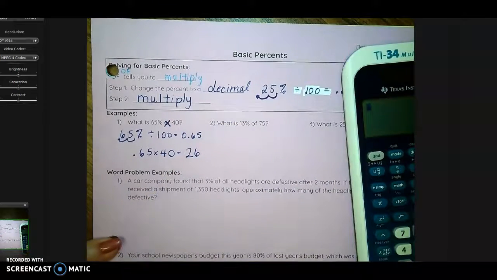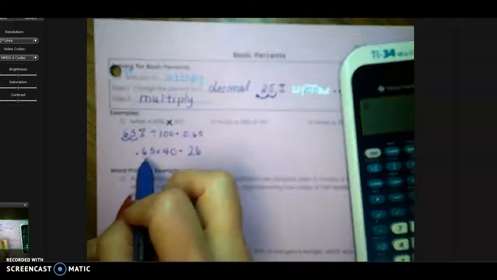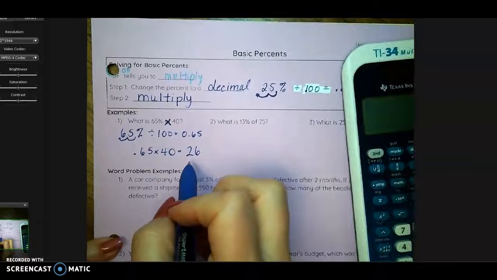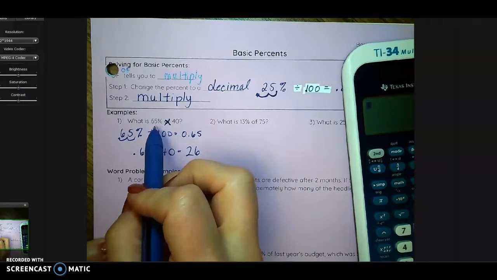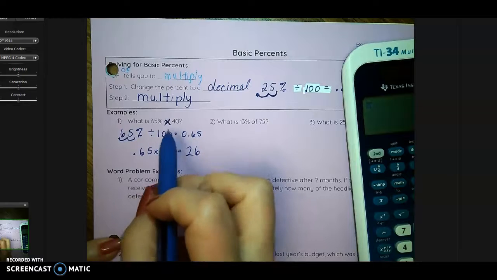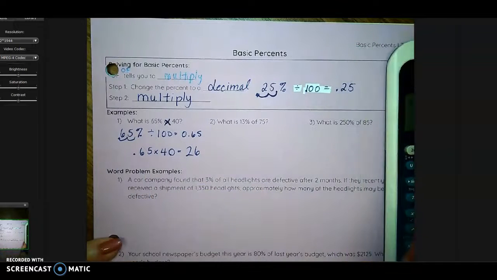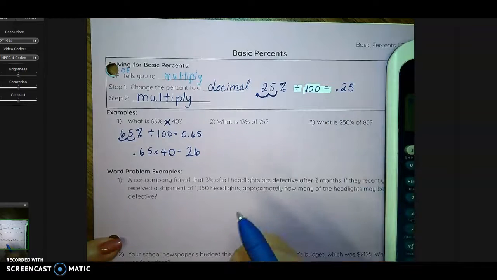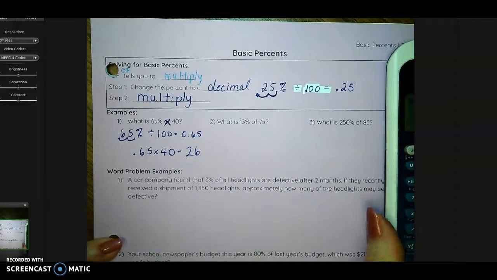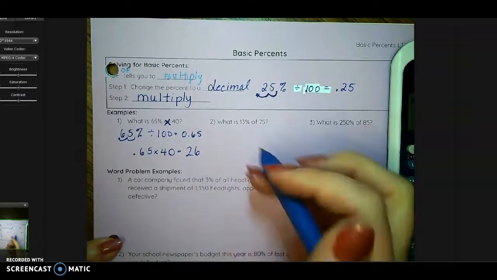So now we also want to think common sense wise. 50% of 40 would be 20. 65% is bigger than 50%, so I want more than 20, so 26 is more than 20. Less than 40, like if I got over 40, that would be over 100%. So just doing some common sense to check your work to see if it makes sense.